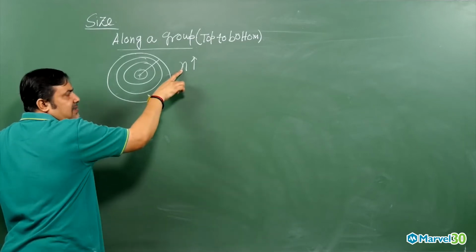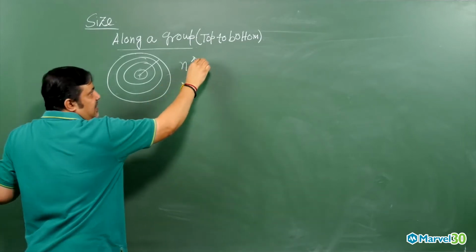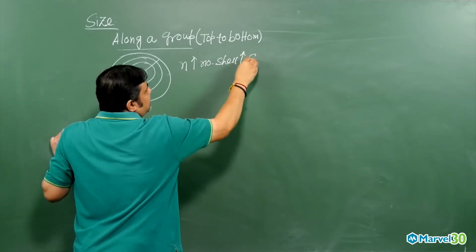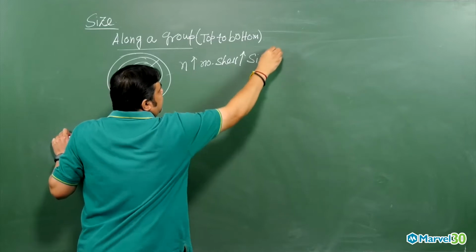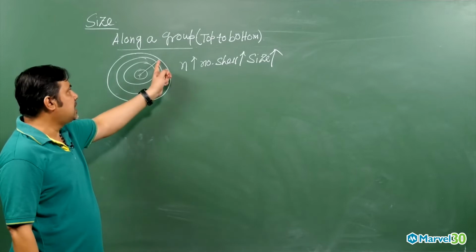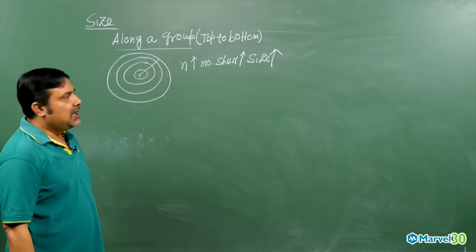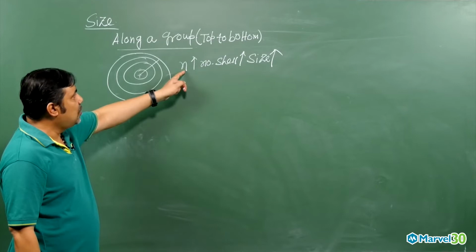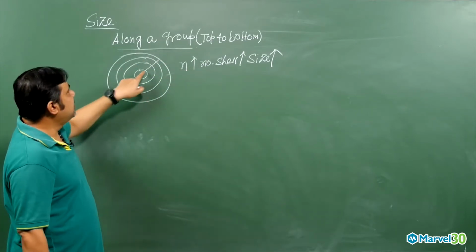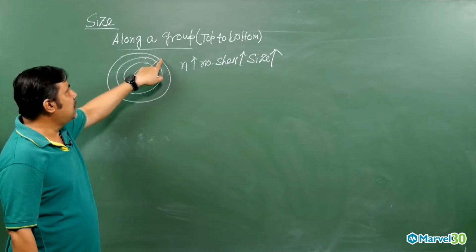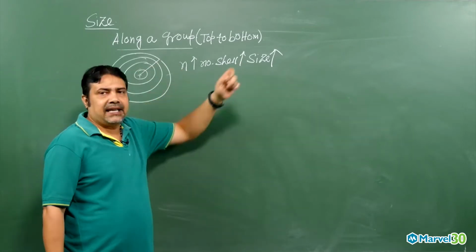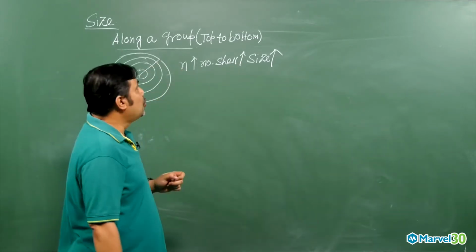So as the n value, principal quantum number, increases, the number of shells will increase. The distance from the nucleus to the outermost electron layer is the size of the atom. So going down, the number of shells is increasing, and therefore the size will increase along a group, or top to bottom.